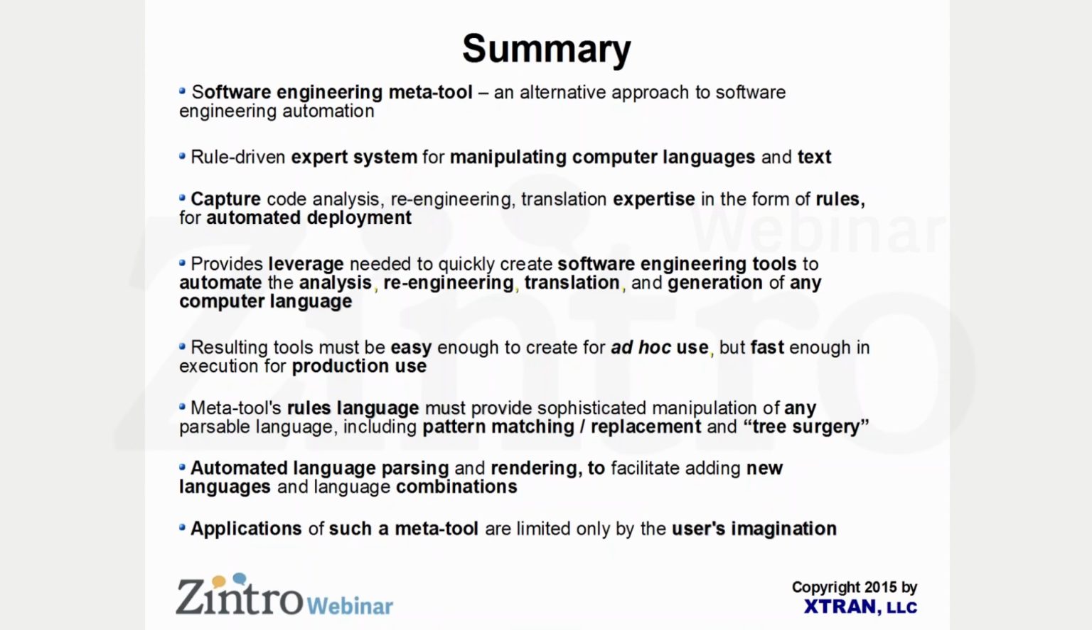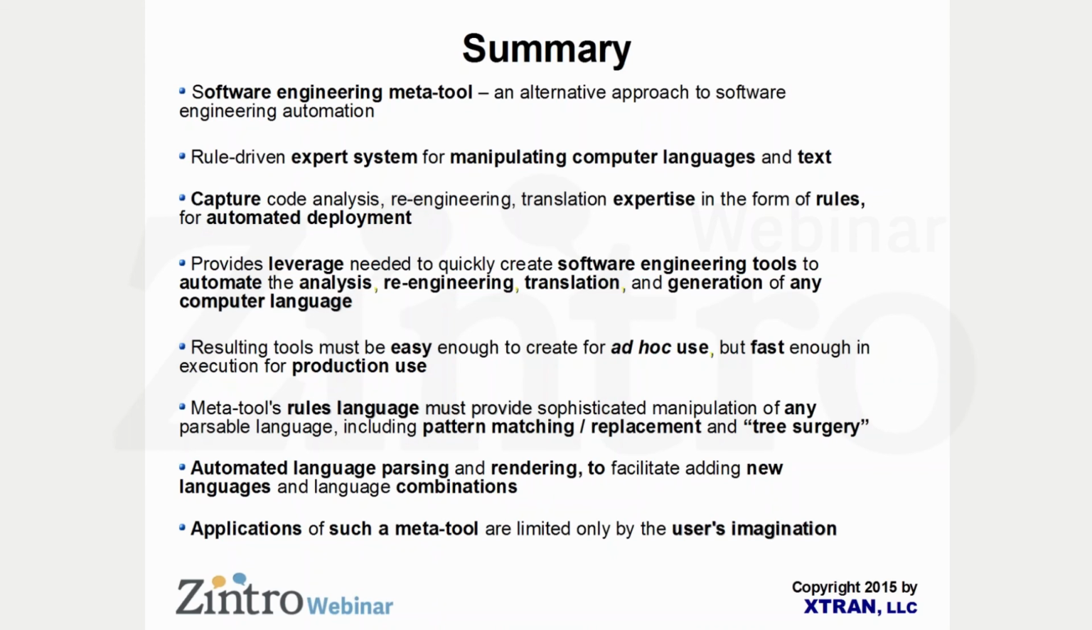We need to be able to use the rules language to manipulate any language, including pattern matching and replacement and what we call tree surgery, which is reaching out into the tree of internal representation and changing things. We want to automate the parsing and rendering processes so that we can add new languages and language combinations quickly and fine-tune the ones we already have.